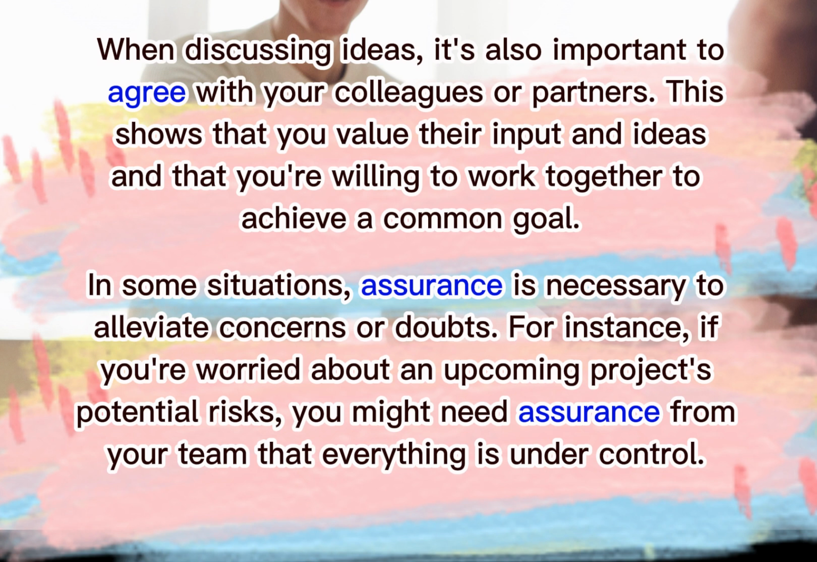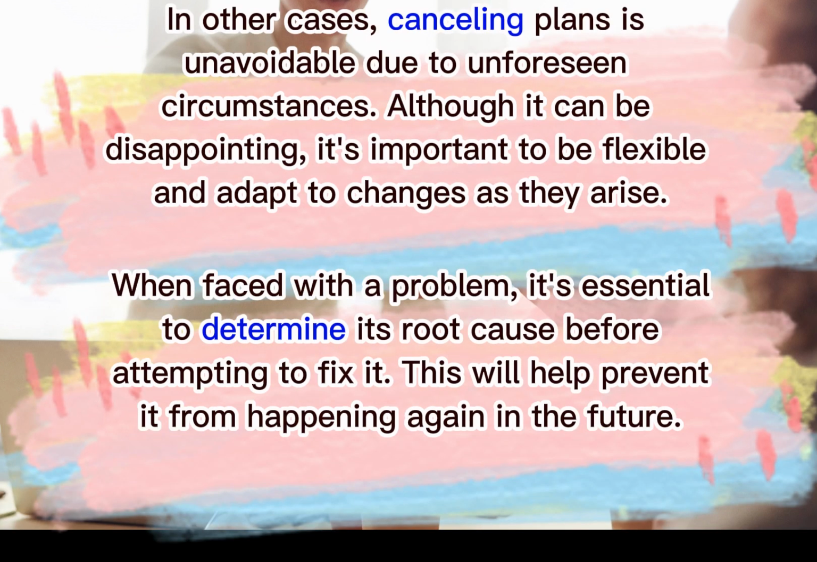In some situations, assurance is necessary to alleviate concerns or doubts. For instance, if you're worried about an upcoming project's potential risks, you might need assurance from your team that everything is under control. In other cases, canceling plans is unavoidable due to unforeseen circumstances. Although it can be disappointing, it's important to be flexible and adapt to changes as they arise.